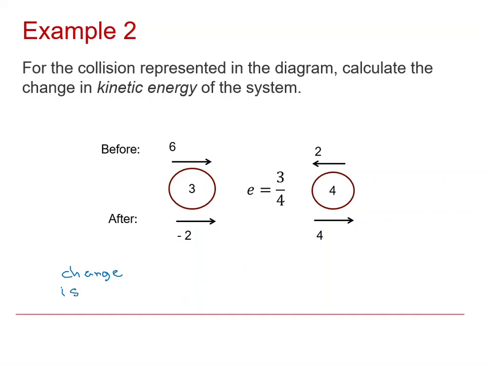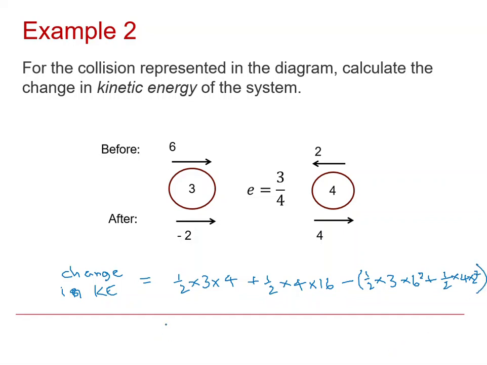So the change in KE is simply half times 3 times, and we can ignore that sign because we're squaring the minus 2, so it's a half times 3 times 4 plus a half times 4 times 16 for the 4 squared, and from that we subtract a half times 3 times 6 squared, that's for the left hand particle, and added to that within the brackets is a half times 4 times 2 squared. Bit of a squeeze there. So we need to work out all those figures.